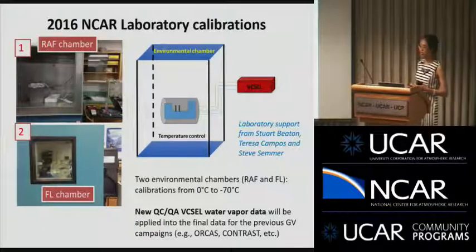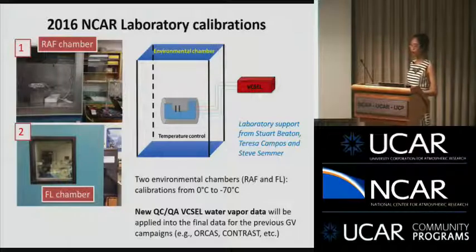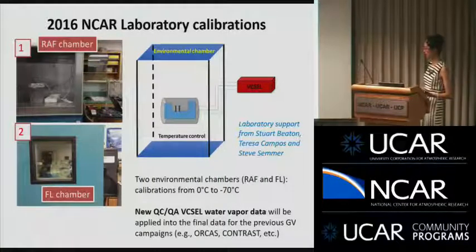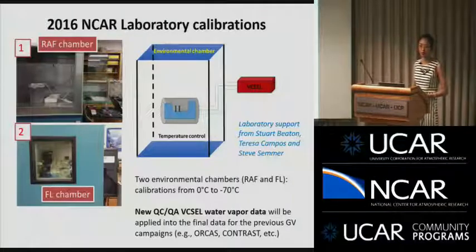And what we're trying to do is to reach temperatures from 0 to -70 C at a very slow rate and to replicate what I have been doing at Princeton. And we already know that in different systems, there are advantages and disadvantages. So this summer provides a very good opportunity for me to resolve some of the already well-known issues, I think. And now we're hoping, as a result of my calibration, we'll be able to apply new QC/QA to the data from the ORCAS campaign, CONTRAST campaign, or even previous campaigns.